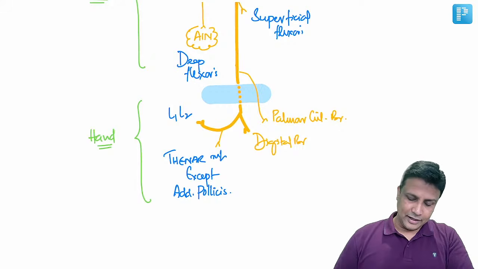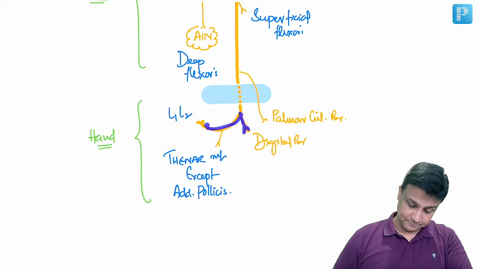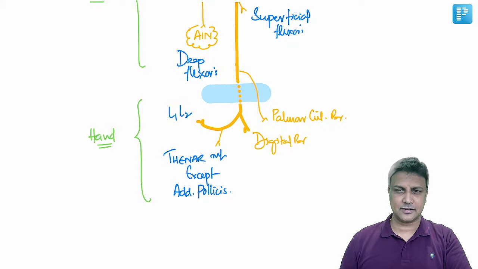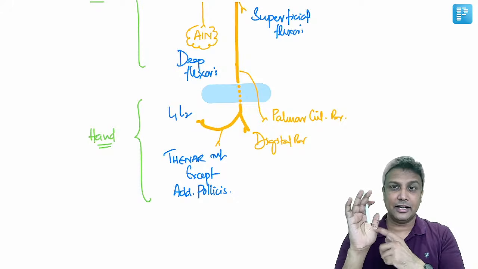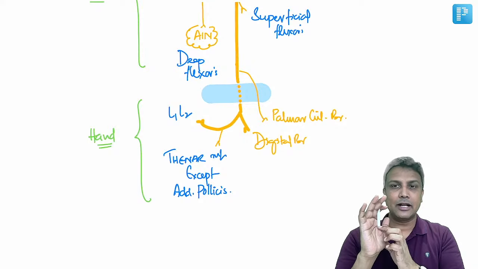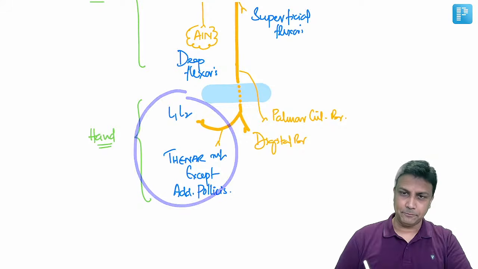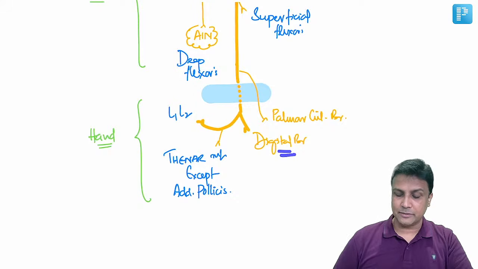Now after entering the hand, it divides again into two branches. This branch takes care of all the thenar muscles except the adductor pollicis, and lumbrical number 1 and lumbrical number 2 are taken care of by your median nerve. Fine. Now what about the digital branch and the palmar cutaneous branch?